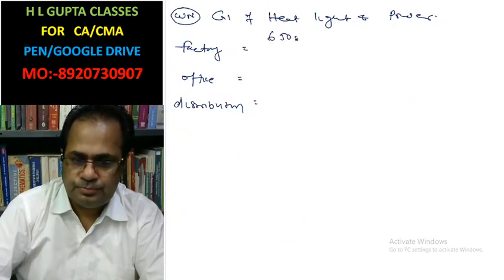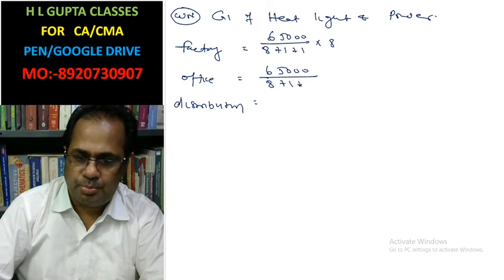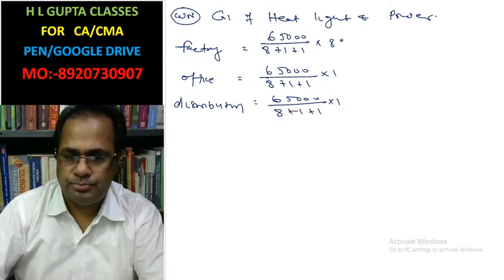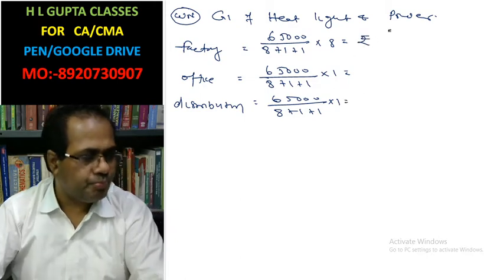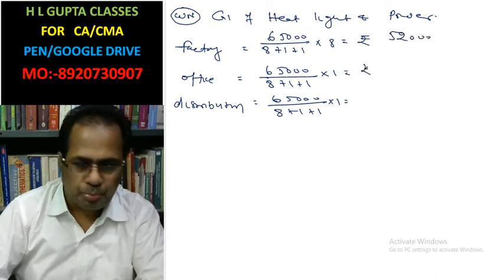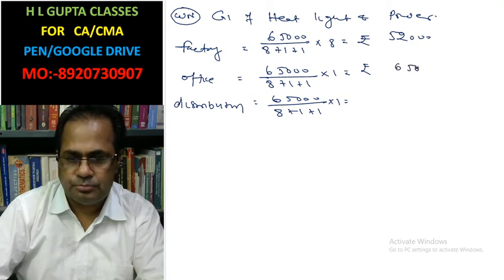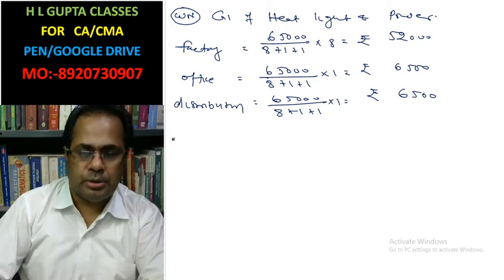65,000 divided by 8 plus 1 plus 1, multiplied by 8. Then 65,000 divided by 8 plus 1 plus 1, multiplied by 1. Look at here: rupees 52,000 for the factory, rupees 6,500 for the office, and rupees 6,500 for distribution.